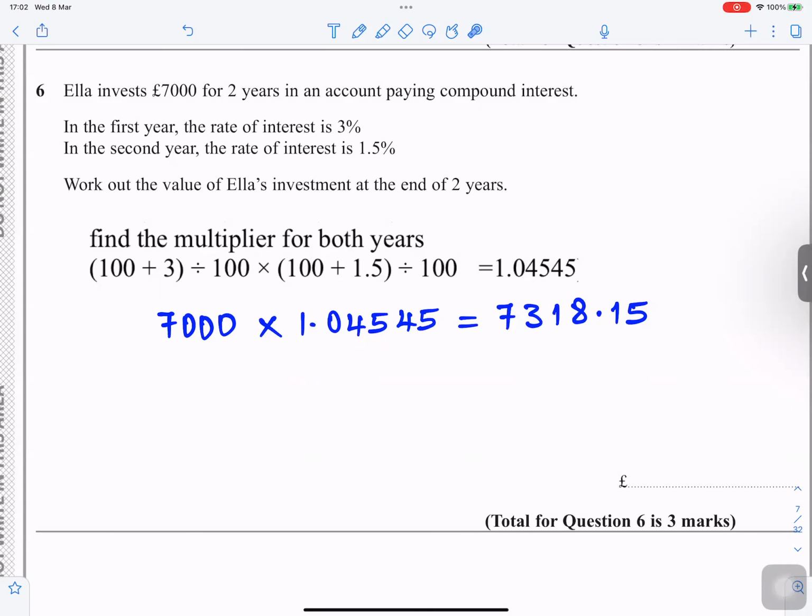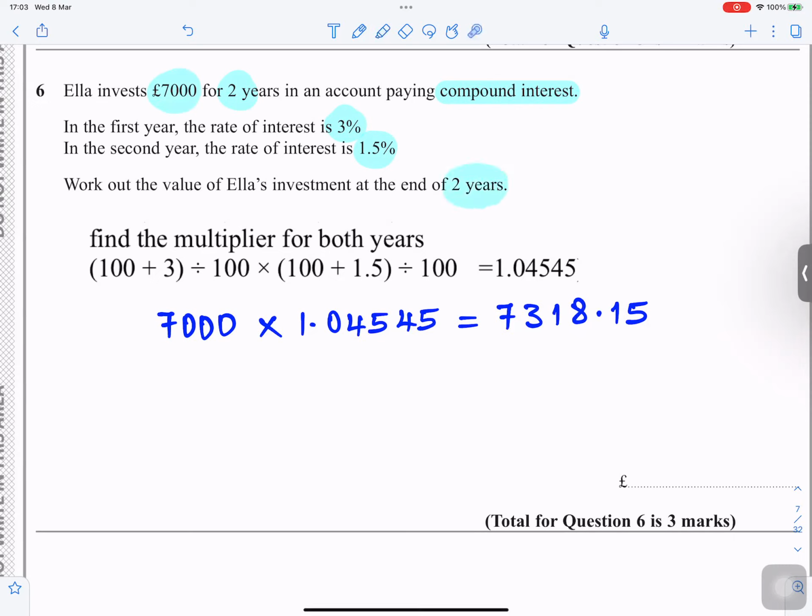Question number 6. Ella invests £7,000 for 2 years in an account paying compound interest. In the first year, the rate of interest is 3%. In the second year, the rate of interest is 1.5%. Work out the value of Ella's investment at the end of 2 years.